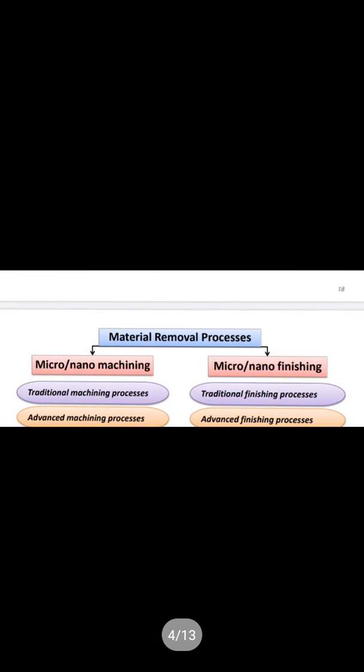There are two types of material removal process. First one is micro or nano machining, another one is micro or nano finishing. Machining can be done by two processes: traditional machining process and advanced manufacturing process. In the same way, finishing can be done by traditional as well as advanced finishing processes.